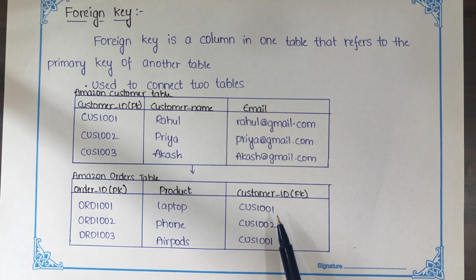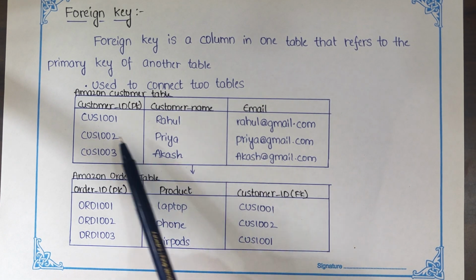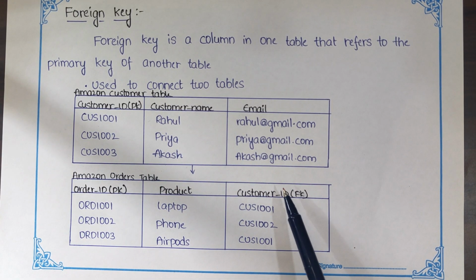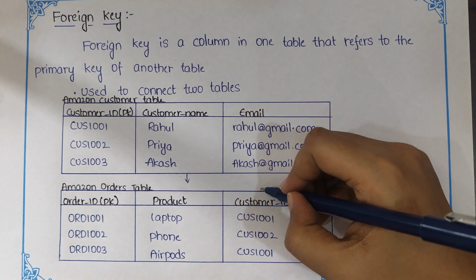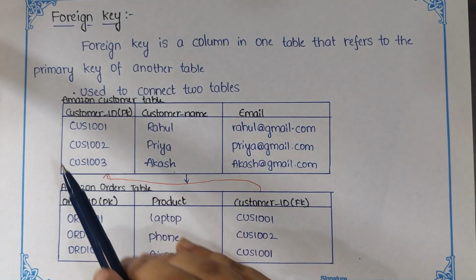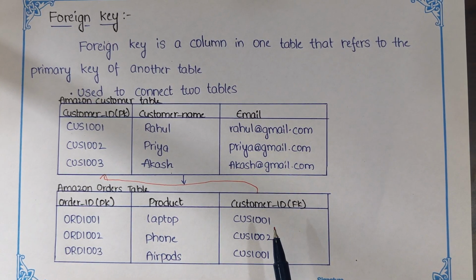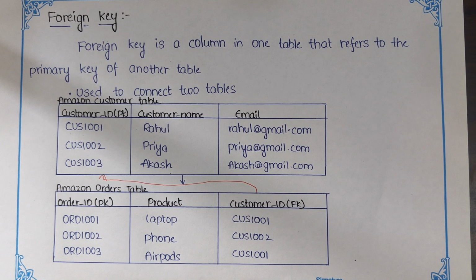However, this column refers to the primary key in another table. In the customer table it is considered a primary key, and in this table it is considered a foreign key. So a foreign key is a column in one table that refers to the primary key in another table. Now consider this arrow as a connection between both keys, the customer ID and the customer ID here. This connection tells us who placed each order, like which customer placed an order. Without this link, the database would not know which customer owns which order.